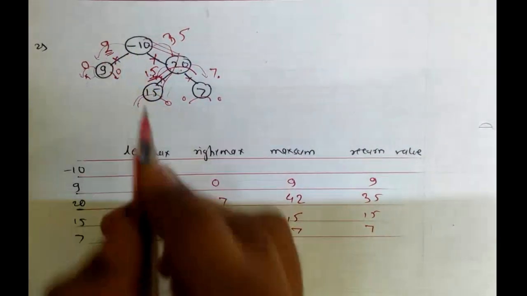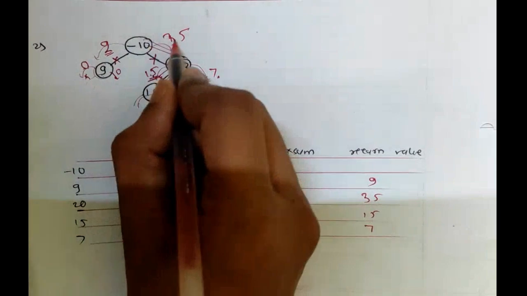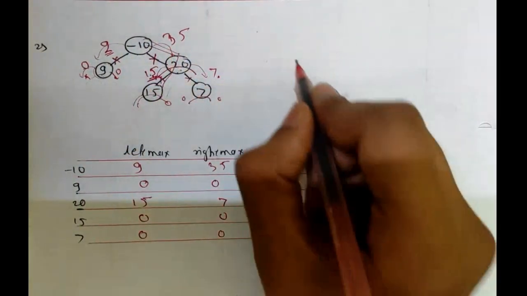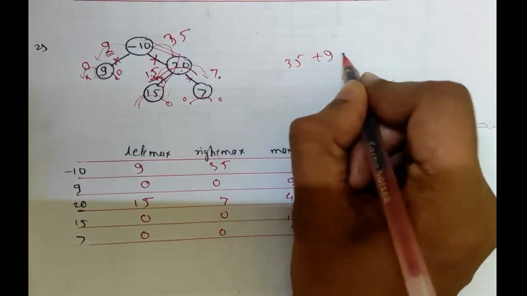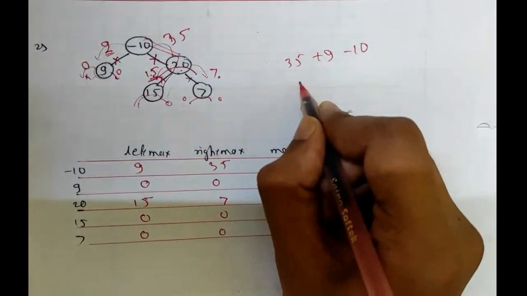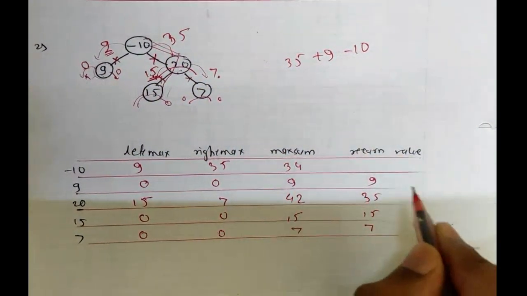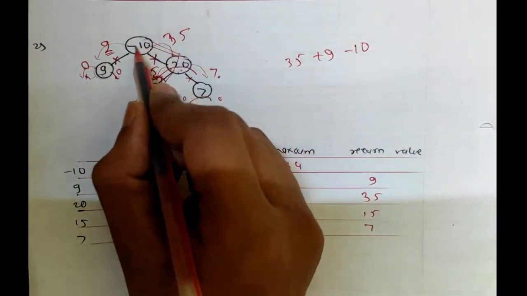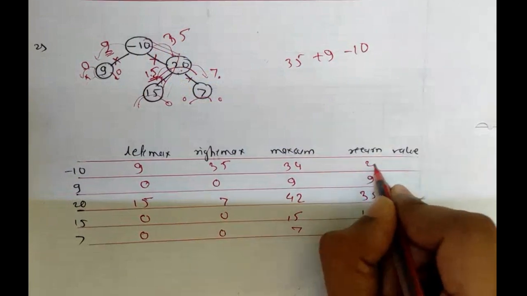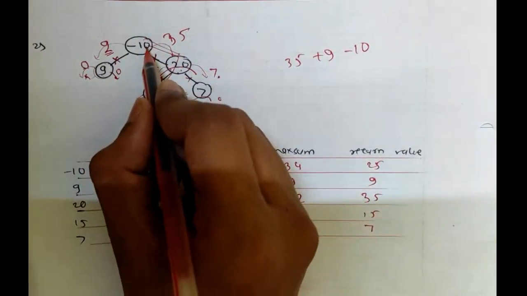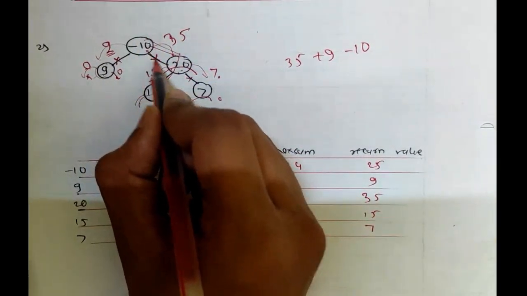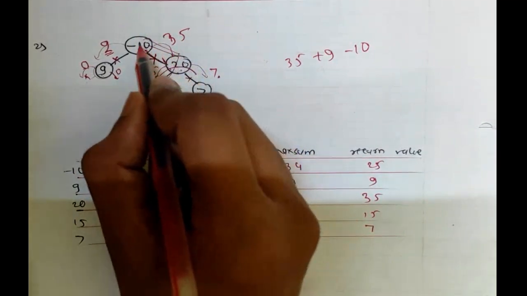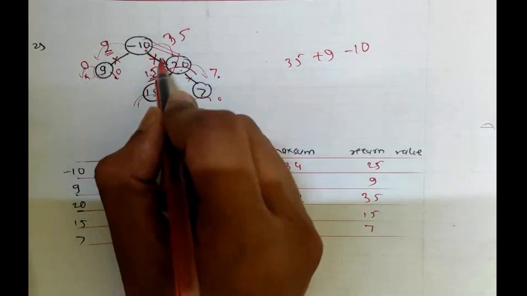For 10, left max will be 9, right max will be 35. The maximum sum will be 35 plus 9 plus 10, meaning 54. And the return value will be the maximum of the two, 35 plus 10, which is 45. Meaning from 10 we can get the maximum path if we go from here.